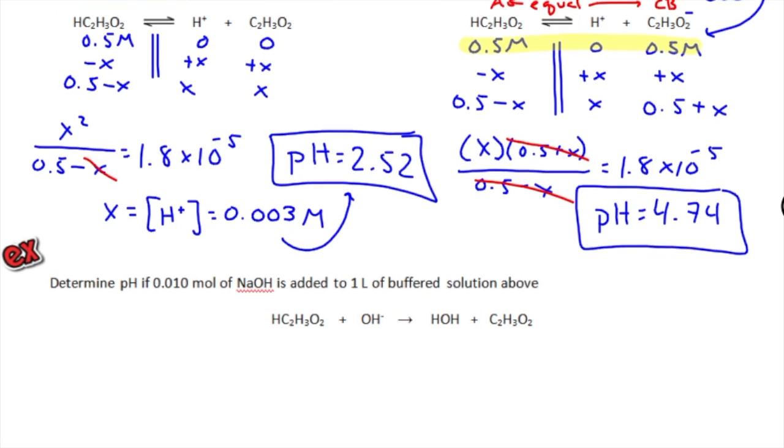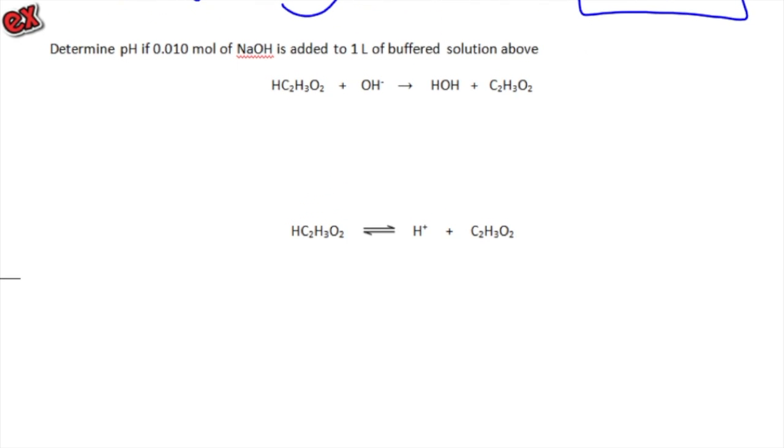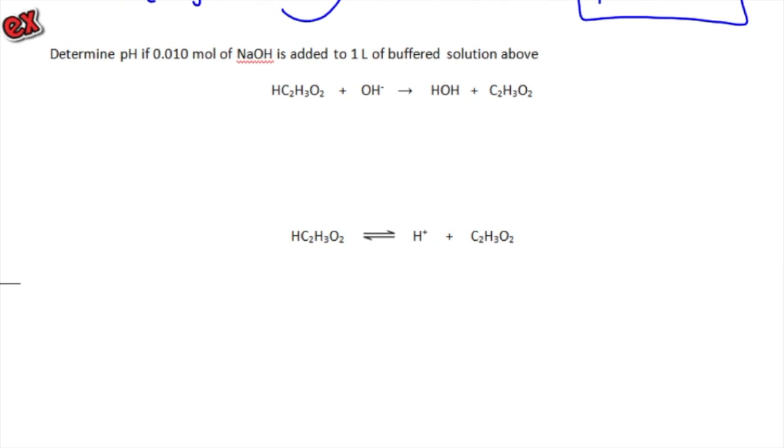So let's take that solution now. And I'm going to take some base, and I'm going to add it to that, okay? So now this is where you can start seeing the effect. So it says determine the pH if 0.01 moles of NaOH is added to 1 liter. That's really big. When it's 1 liter, that means the molarity and moles are basically the same thing. To the solution above. And when I say above, I mean this one, okay?